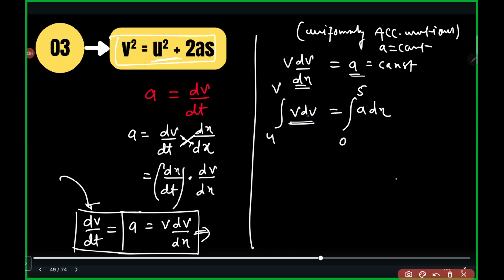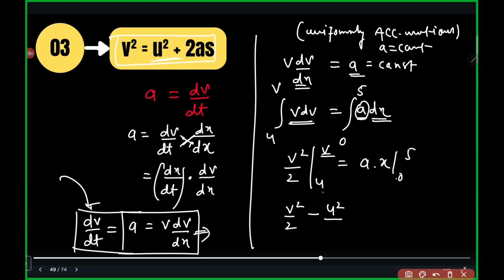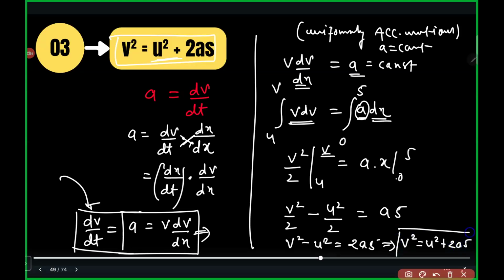When you integrate v dv, you will get v square by 2, and the limit is from u to v. And when you integrate a dx, you know a is a constant, so we'll take it outside. When a is not constant, then it is non-uniformly accelerated motion, and in that case we are going to integrate separately in each question. But right now ours is uniform, so a into dx gives x only, right? And the limit is 0 to s, or x1 to x2. So you'll get v square by 2 minus u square by 2 is equal to a into s, and you'll get v square minus u square is equal to 2as, or you can say v square is equal to u square plus 2as. Is it clear, everyone?